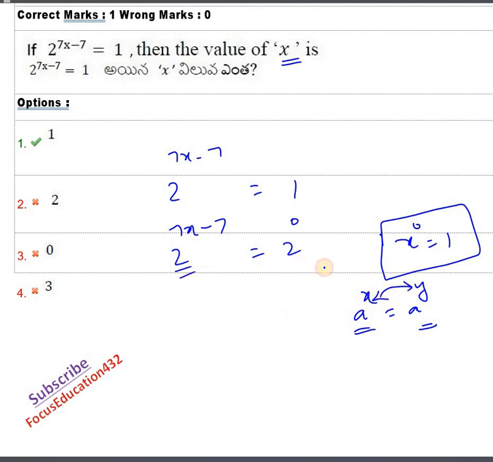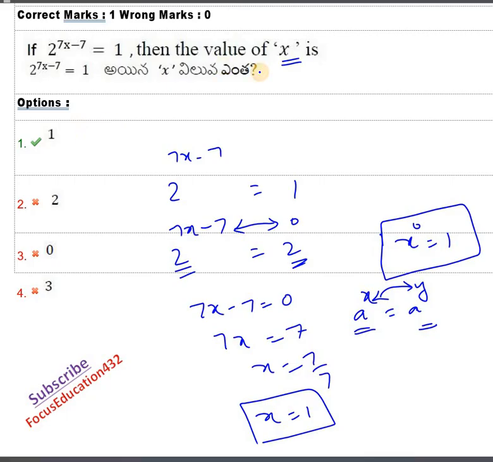So here the base is 2. On the right side also, LHS and RHS both bases are 2. So 7x minus 7 will be equal to 0, because powers are equal when bases are same. 7x will become plus 7. x is equal to 7 by 7. So what is the value of x? 1. So this is also a very simple question.